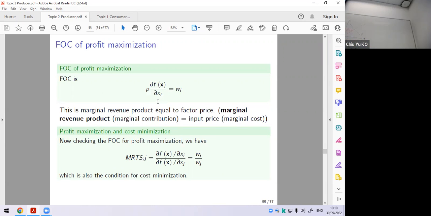The FOC, when differentiated, says the price times the marginal product equals the factor price. The interpretation is that if you increase one unit of input I, the marginal product is how much output you can make, and because the firm is a price taker in the output market, it can sell at this price. This is the revenue you get by increasing output by using one more unit of I. That is the benefit of using one more unit of I, and that is the cost of using one more unit of I. So the benefit must equal the cost, and that's it.